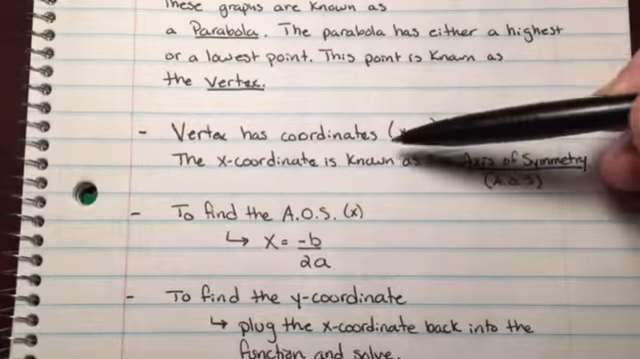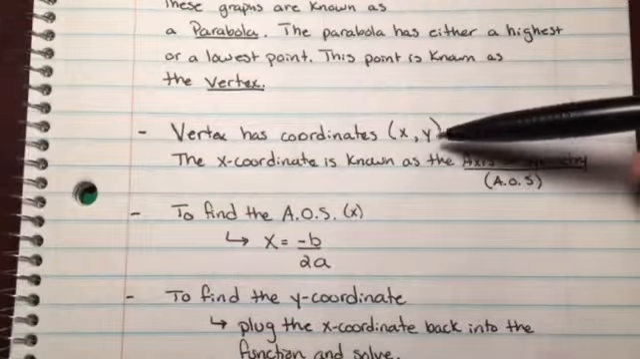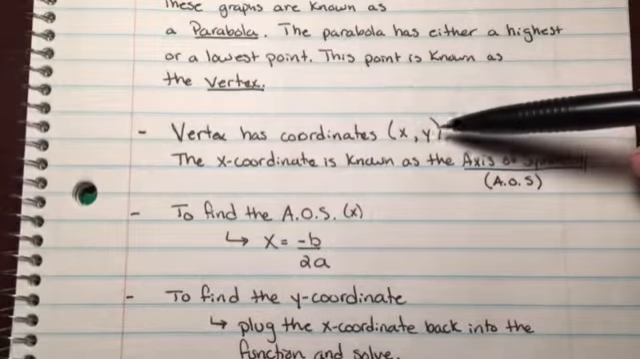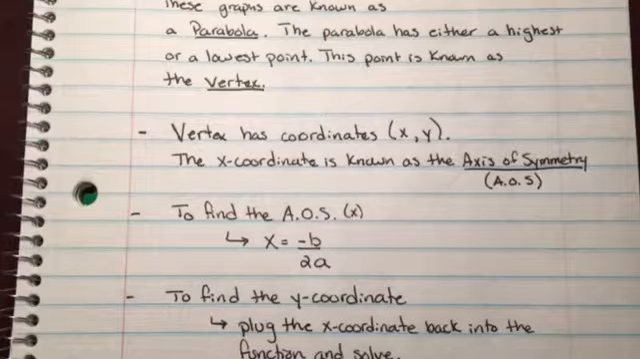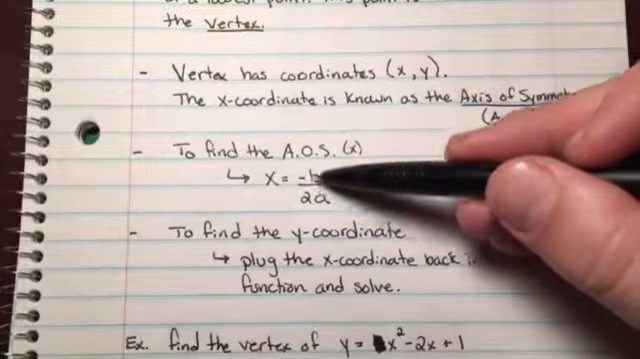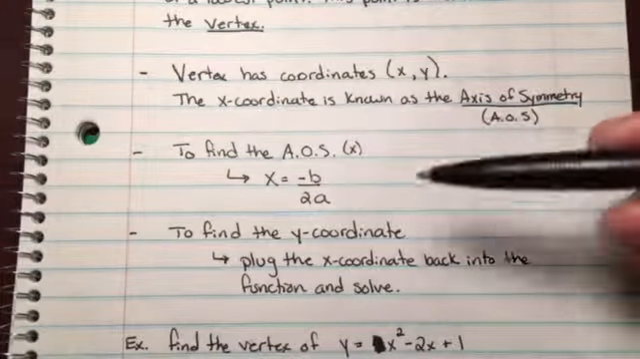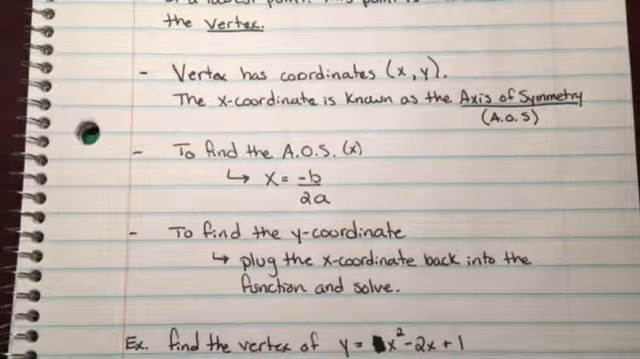All right, so the vertex has an x-coordinate. We find it by doing this, but it also has a y-coordinate. We find the y-coordinate by taking the x value that we find here and plugging it back into the function, and then we just solve that function.